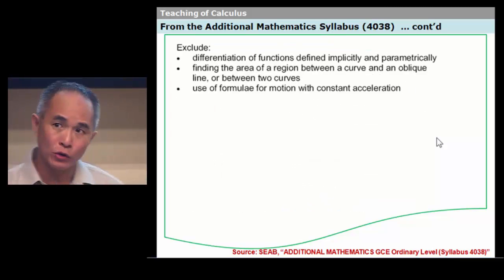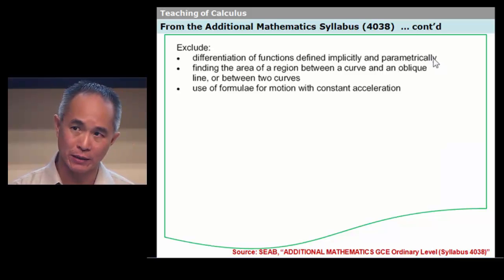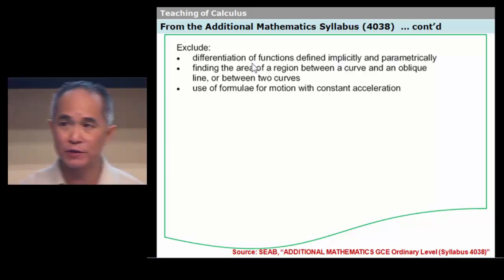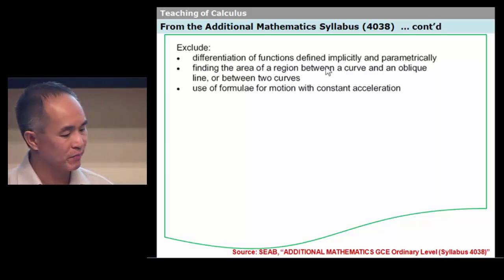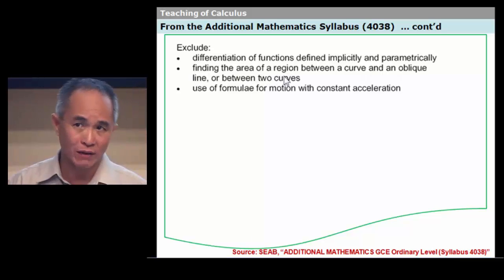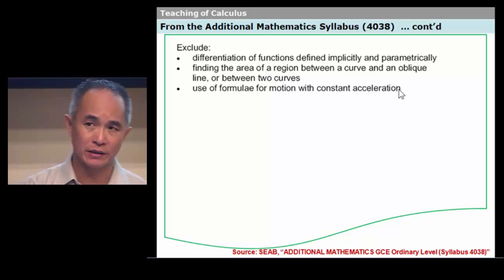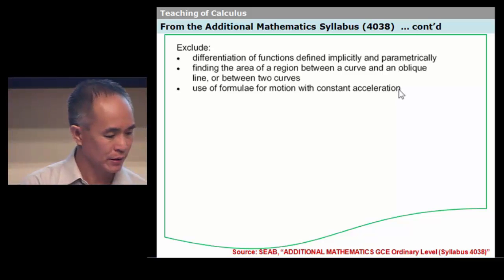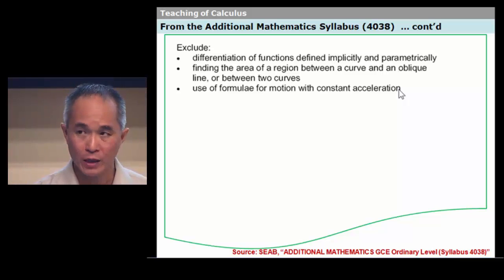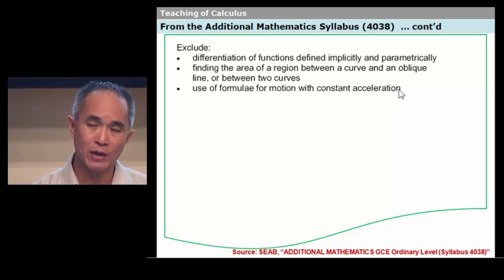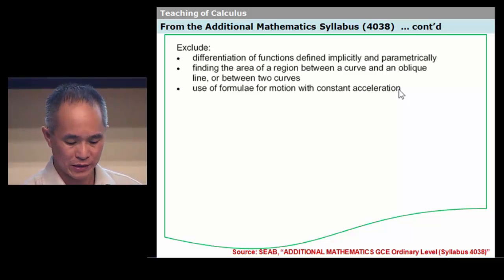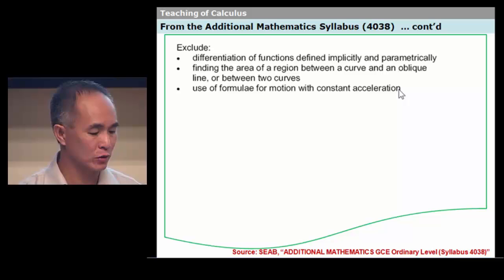It's also good to know what is not included in the new syllabus. Particularly these 3 points. Implicit differentiation, for example, has been taken out. Finding area of region between curve and oblique line and between two curves. This used to be in the syllabus and now it's taken out and so on. So my point is that it is important to be aware of what are the topics within calculus that a secondary school student ought to learn.